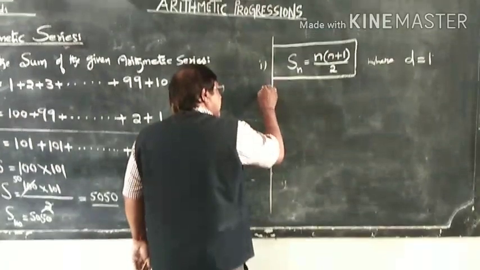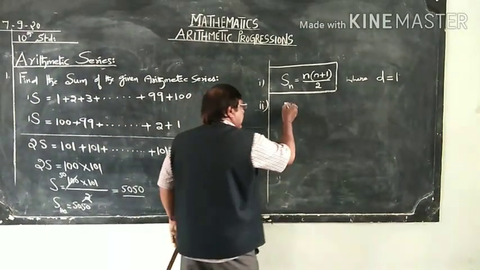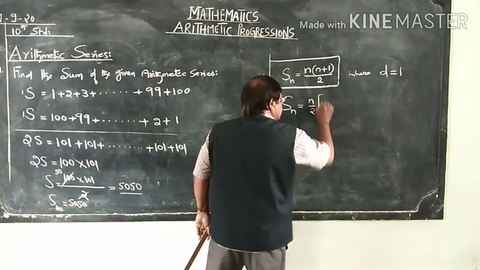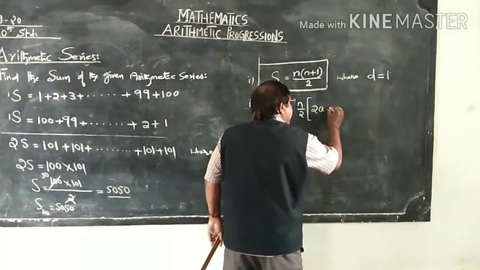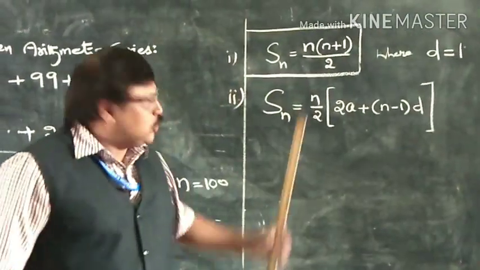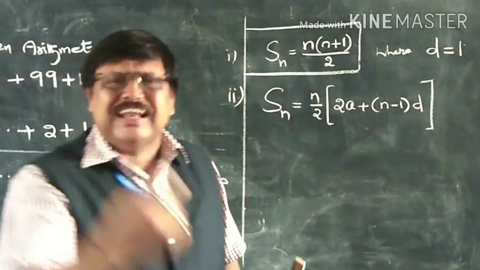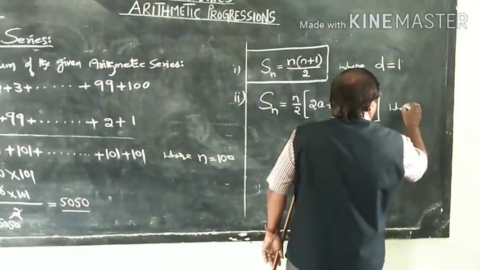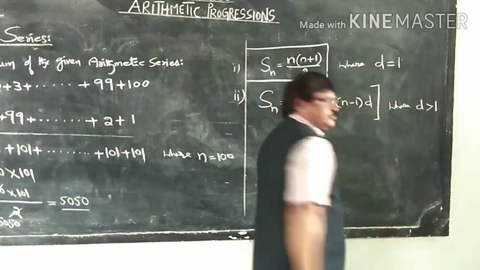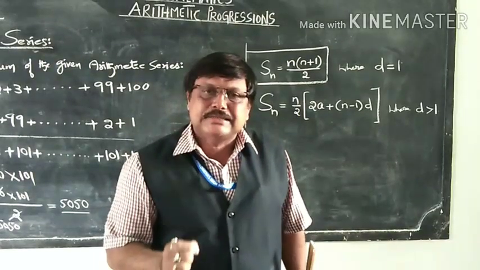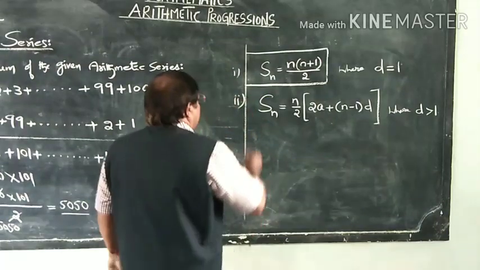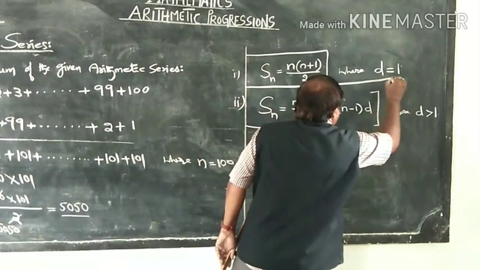The second formula, I can write in this way: Sn equal to n by 2 into 2a plus n minus 1 into d. You have to apply this when the difference d is more than 1, like d is 2, 5, like this.